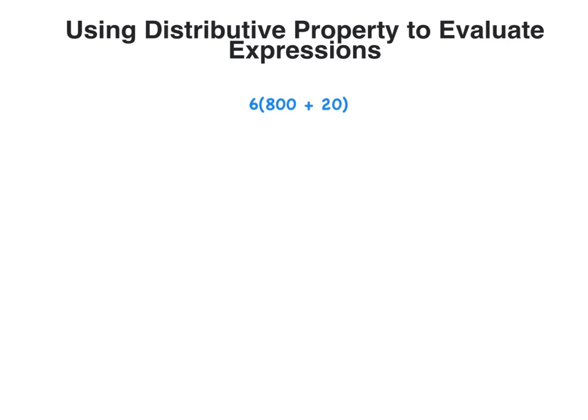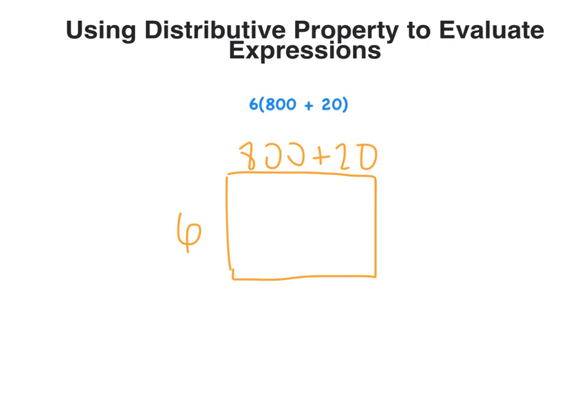Red's cool. So if we're doing 6 times 800 plus 20, most of us remember the box method. So we would put 6 over here, and we would do 800 plus 20. And anytime there was a symbol, we'd put a line. Connect your zeros. And so this is the distributive property.